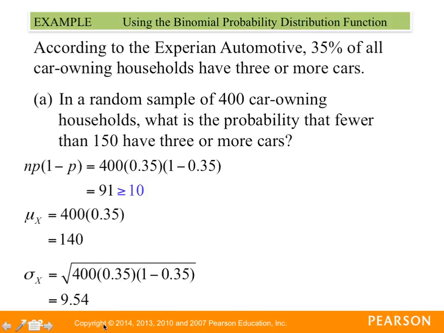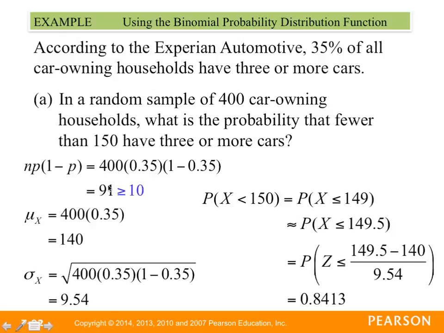The other thing that we need to make sure of is that n times p times 1 minus p is at least 10. In our case, n times p times 1 minus p is 91, so that's a non-issue. And then if we want the probability that x is less than 150, really that means that we want the probability that x is less than or equal to 149. If you remember, when we have binomial and we want to use the normal to approximate, if we have less than or equal to, then we actually have to add 0.5 to our value. So what we want is the probability that x is less than or equal to 149.5.